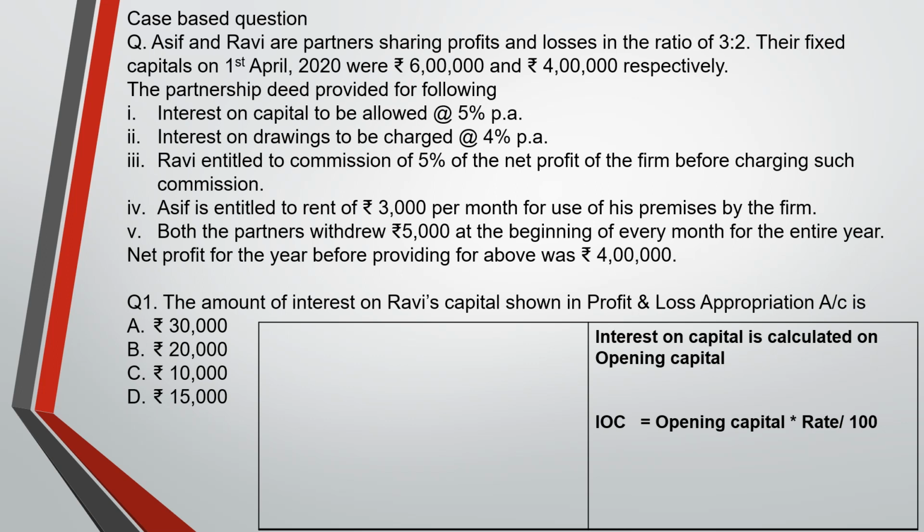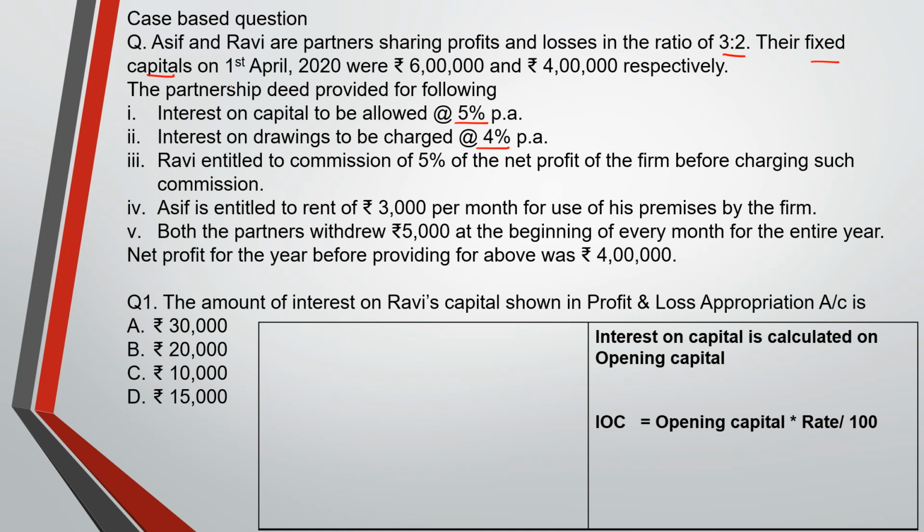Asif and Ravi are partners sharing profits and losses in the ratio of 3:2. Their fixed capitals, as on 1st April 2020, were 6 lakh and 4 lakh respectively. The partnership deed provided for the following. 1. Interest on capital to be allowed at 5% per annum. Interest on drawings to be charged at 4% per annum.